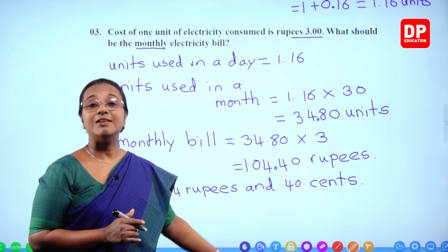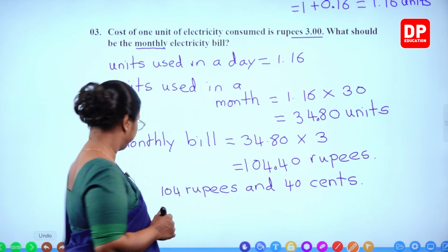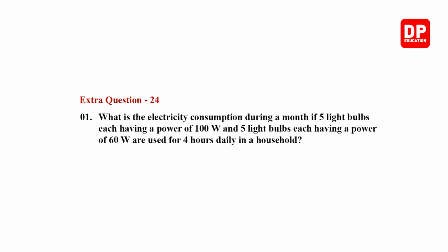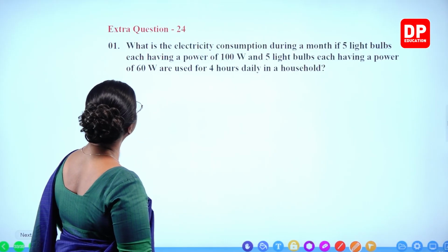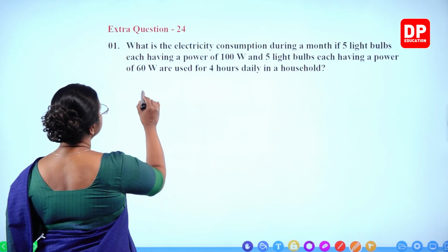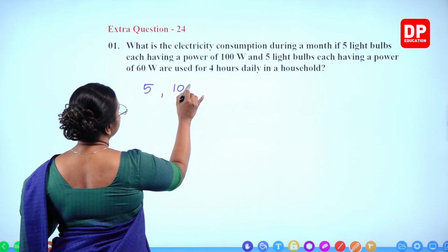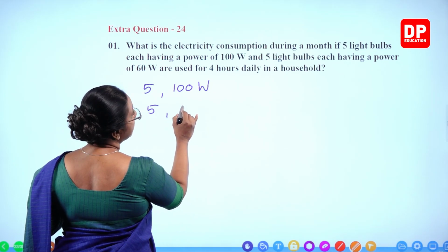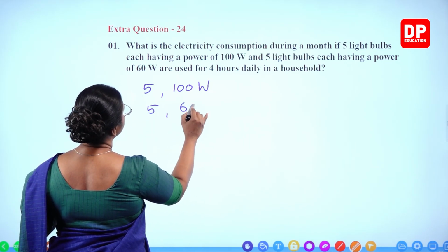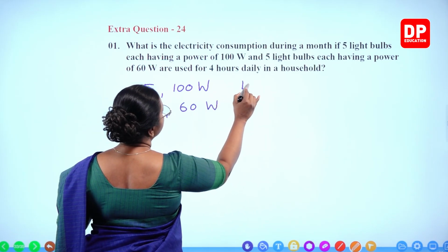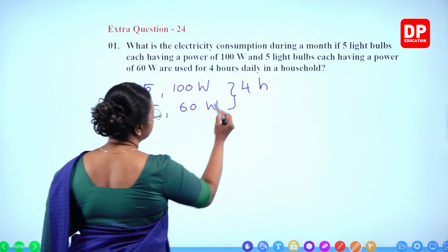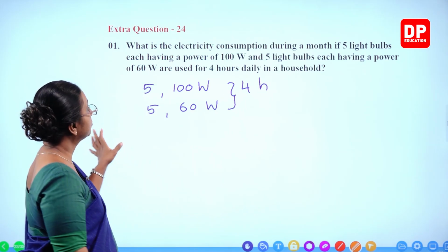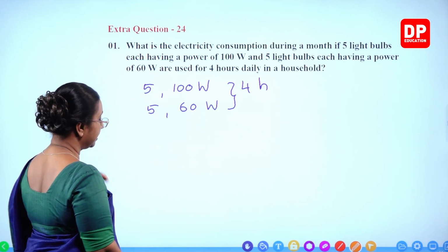So with that, we'll move on to the next question. Extra question 24. What is the electricity consumption during a month if 5 light bulbs, each having a power of 100 watts, and 5 light bulbs, each having a power of 60 watts, are used for 4 hours daily? Both are used for 4 hours daily. So you need to find the electricity consumption.